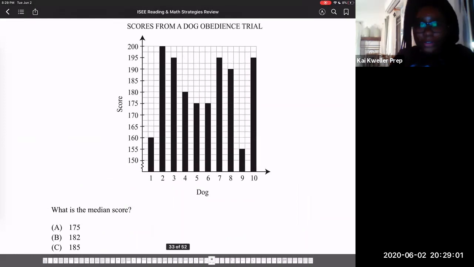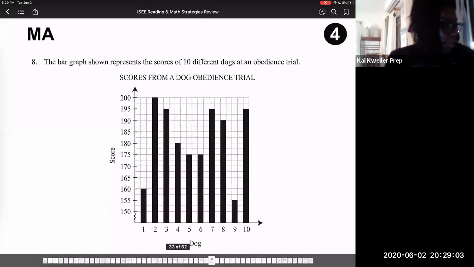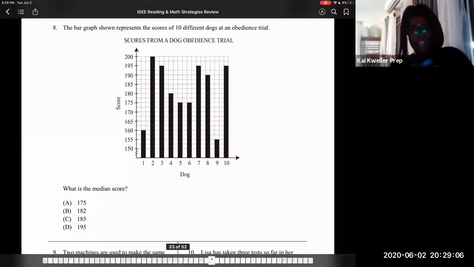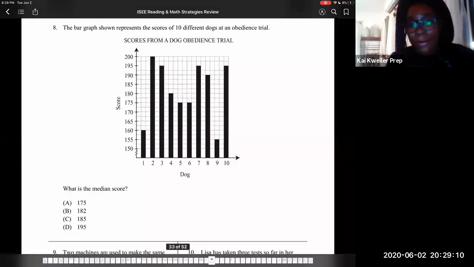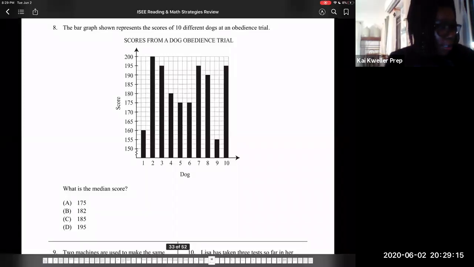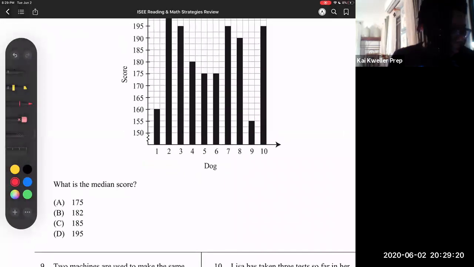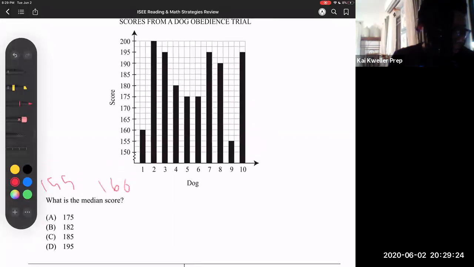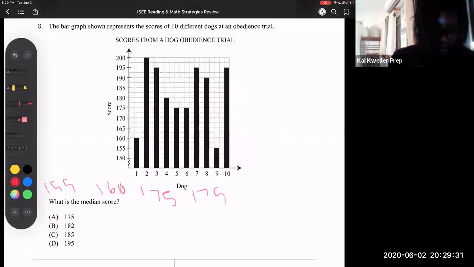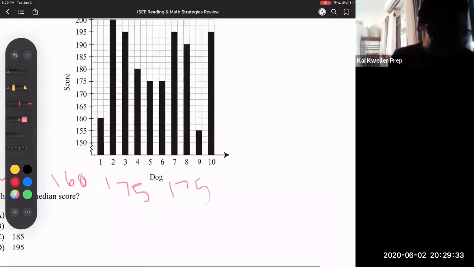So this question is asking you what the median score is for this graph. Median is one of those things where you have to just write it out. There's no real easy way around it. So we label the numbers from smallest to largest. So let's just do it. Let's be nitty gritty and get it done. You got 155, 160, 175 twice. Sorry for my atrocious handwriting. You guys have to work with me.